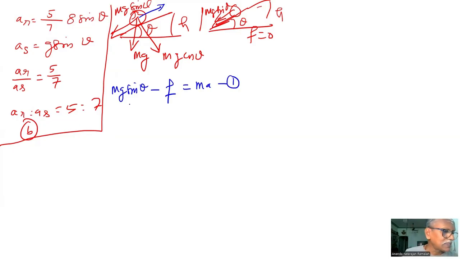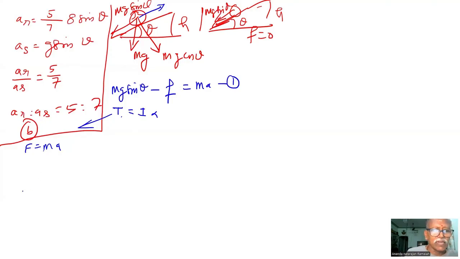Second, we know that torque equals I alpha. This is how we got this formula: F equals ma for the linear relation. F becomes torque, m becomes I, a becomes alpha. This is the second equation.